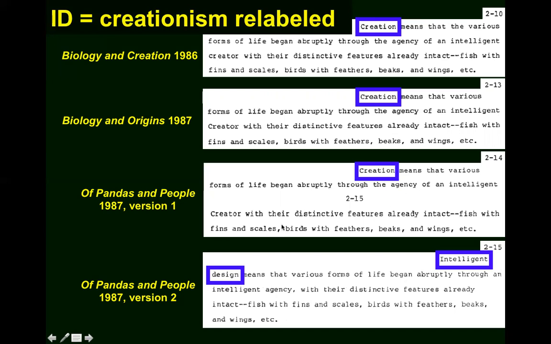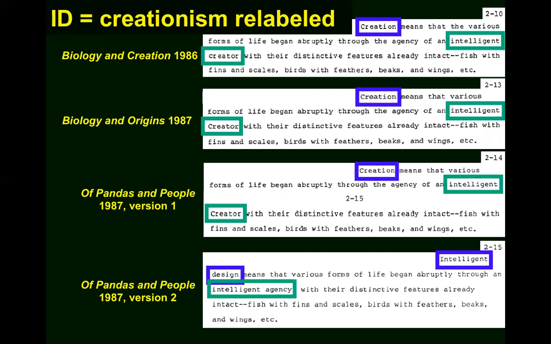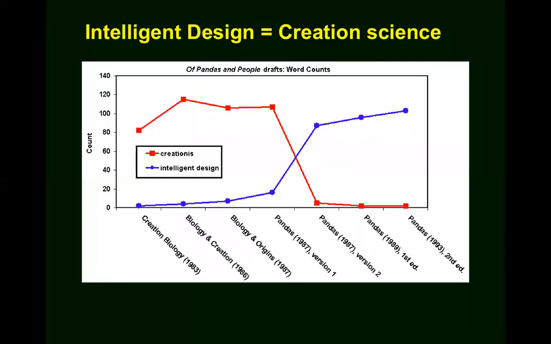And so it's pretty clear what happened. The words were switched around 1987. Intelligent creator got replaced with intelligent agency or intelligent designer. I actually did a word count on the instances of these words throughout the drafts. And you can see that the red line of creationist terminology drops almost to zero, and the blue line, intelligent design terminology, just explodes between two 1987 drafts.